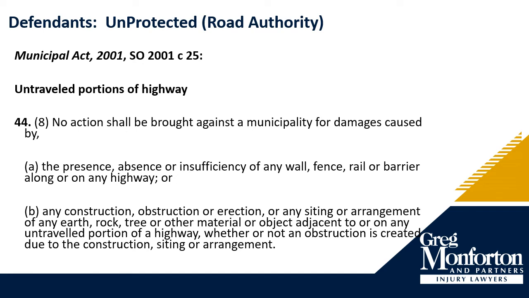Section 44, subsection 8 of the Municipal Act talks specifically about untraveled portions of the highways, and in essence indicates that an action cannot be brought against a municipality for damages caused by disrepair or other problems along the untraveled portions of the highway. So this would include problems with any wall, fence, rail, or barrier along the highway. It also talks about construction, obstruction, or erection of any siting, or arrangement of any earth, rock, tree, and so forth.